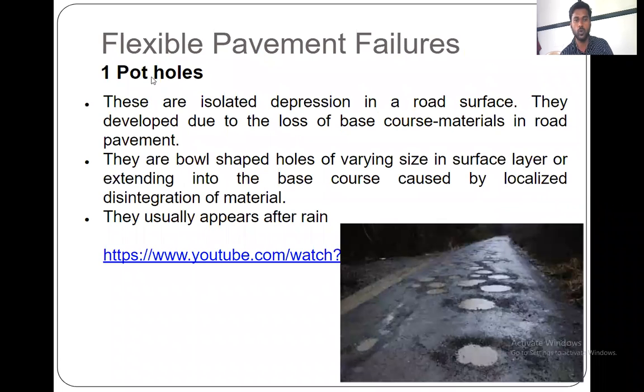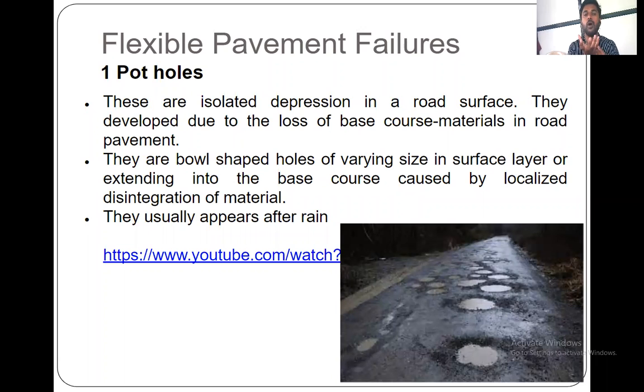The first one is the pothole. So what is a pothole? You can see here on the road, the holes are there. These are isolated depressions on the road, and they develop due to the loss of base course material from the pavement, or due to improper bonding between the material. If the material bonding gets loose, one by one the material will come out. Due to that, a depression will be there on the road. This depression is called a pothole.